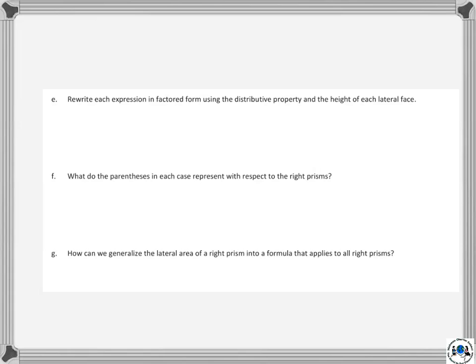Okay, so letter E asks us now to rewrite each expression that we just wrote for all three of those prisms. Rewrite each expression in factored form. Factored form actually came up on the mid-module assessment for 3, and I think some of you might have been a bit confused by it, but we'll talk about it now, and hopefully you can come more clear. Using factored form, using the distributive property and the height of each lateral face.